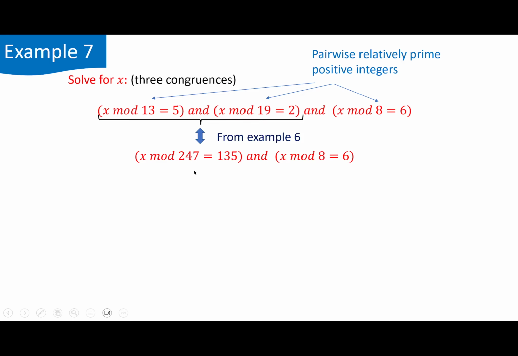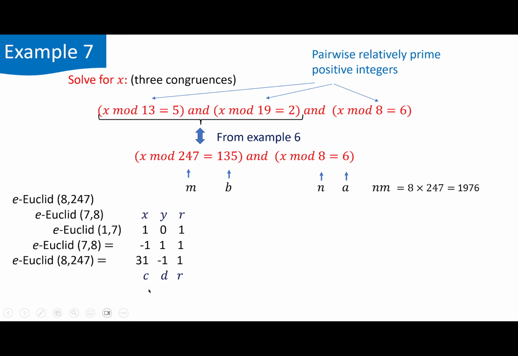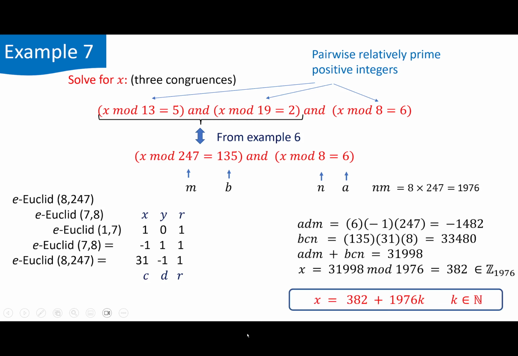Okay, so now, where is my m and a and n? Here is m, because m has to be greater than n. This is n. With n comes a, with m comes b. nm is 1976. Now you apply the algorithm, and you find your answer to be 382 plus 1976k. Obviously, you can't do tables with these numbers. That's why this theorem is very, very powerful.